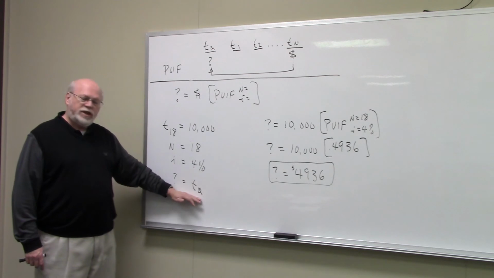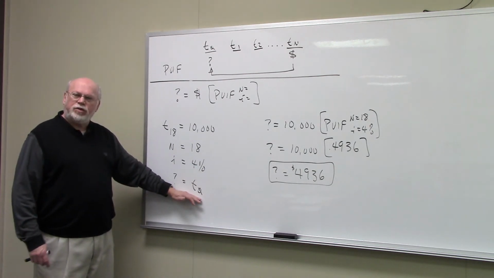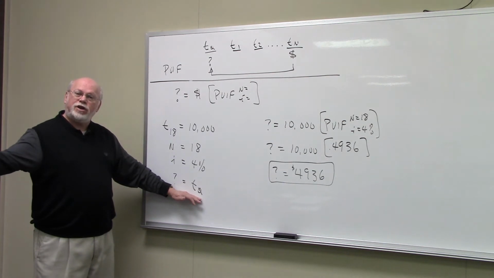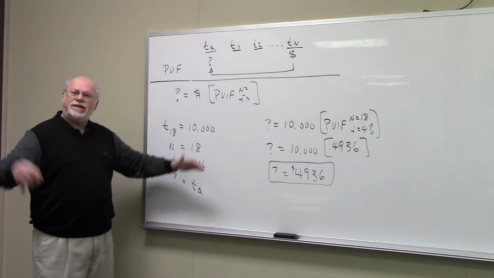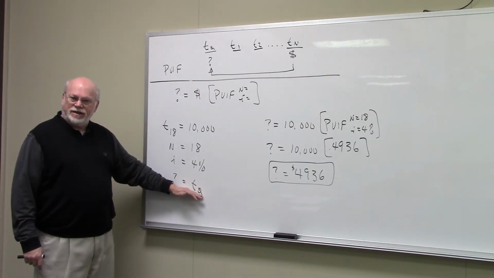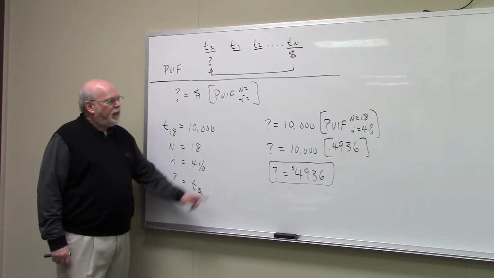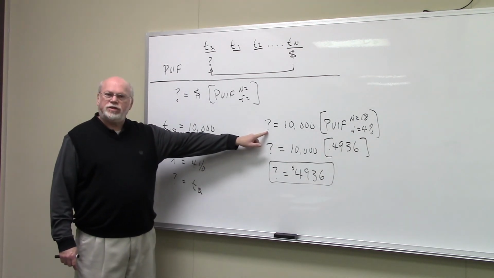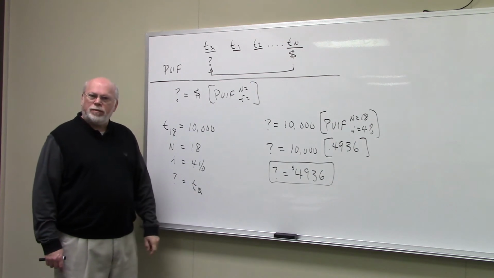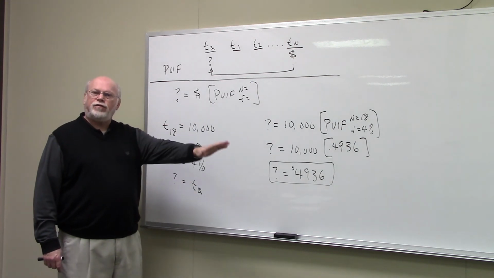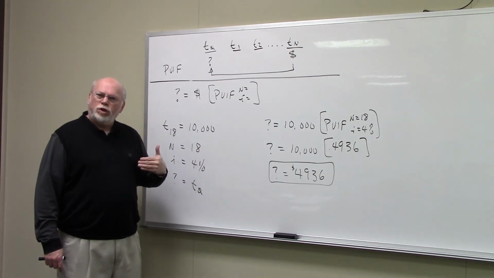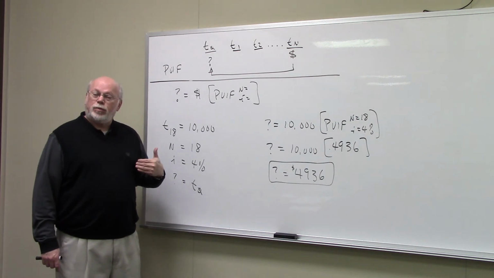So again, the question is, how much do I have to put in the account today so that it earns 4% every year for 18 years, and 18 years from now, I have exactly $10,000? Here's the little formula. This is a lump sum problem. You know the amount out in the future. The question is, what's it worth today? That's in the present, so we're going to use our PVIF table.